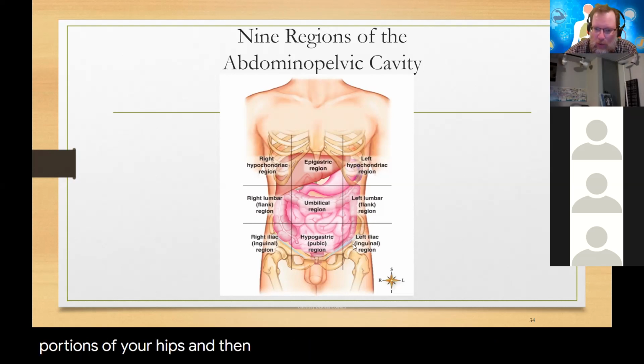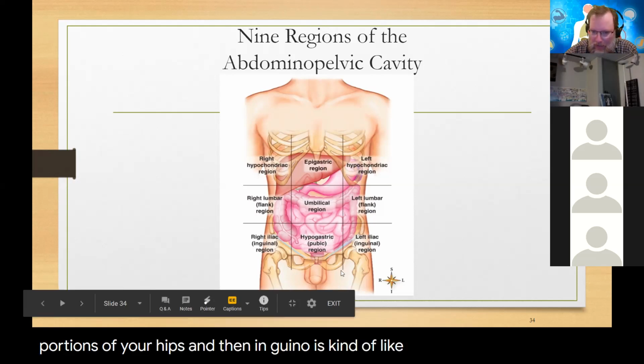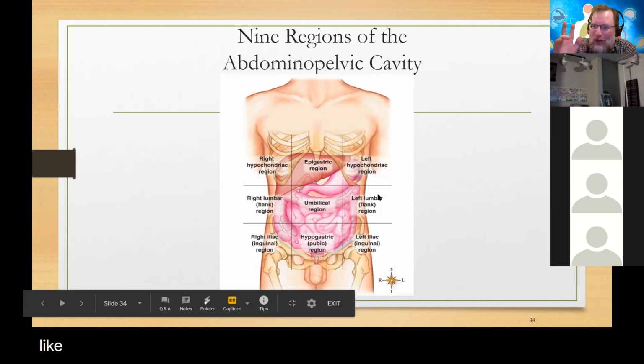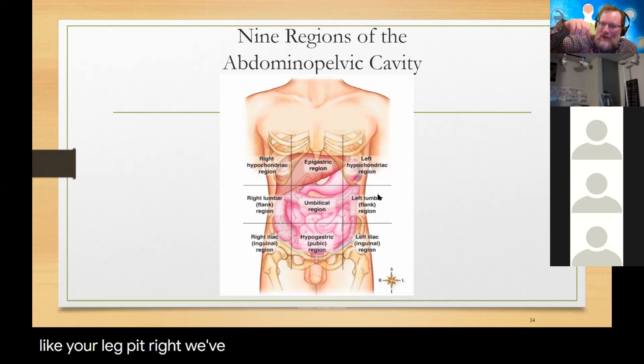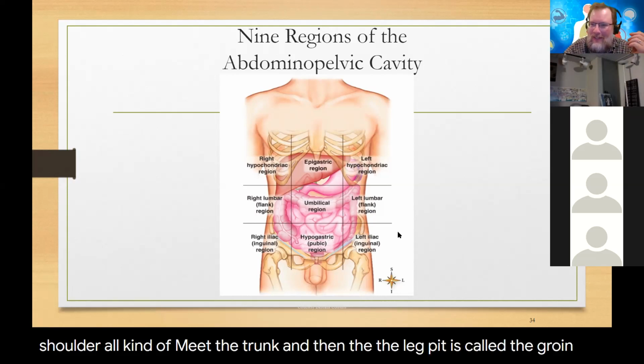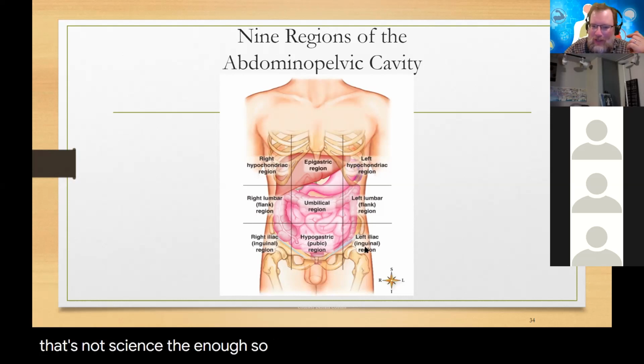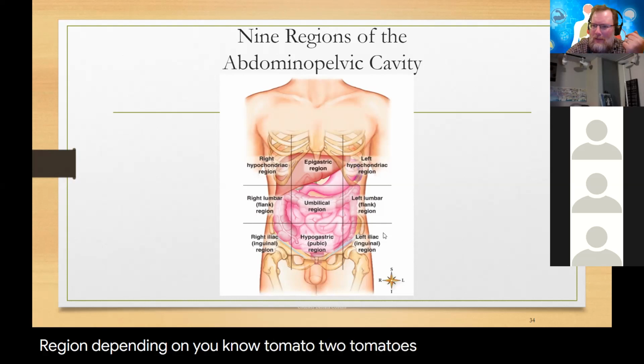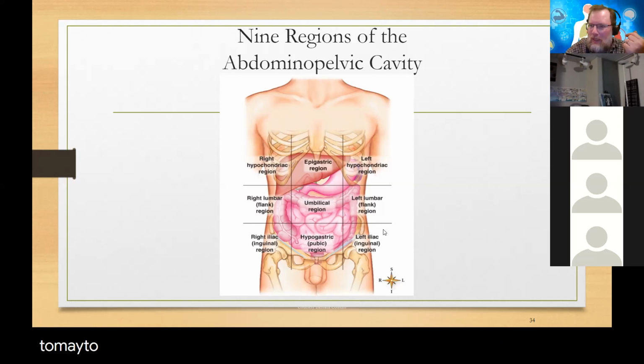And then inguinal is kind of like this area. Inguinal is kind of like your leg pit, right? We've got the armpit, where the arm and shoulder all kind of meet the trunk, and then the leg pit is called the groin, but that's not sciencey enough, so we call it the inguinal region, depending on, tomato, tomato.